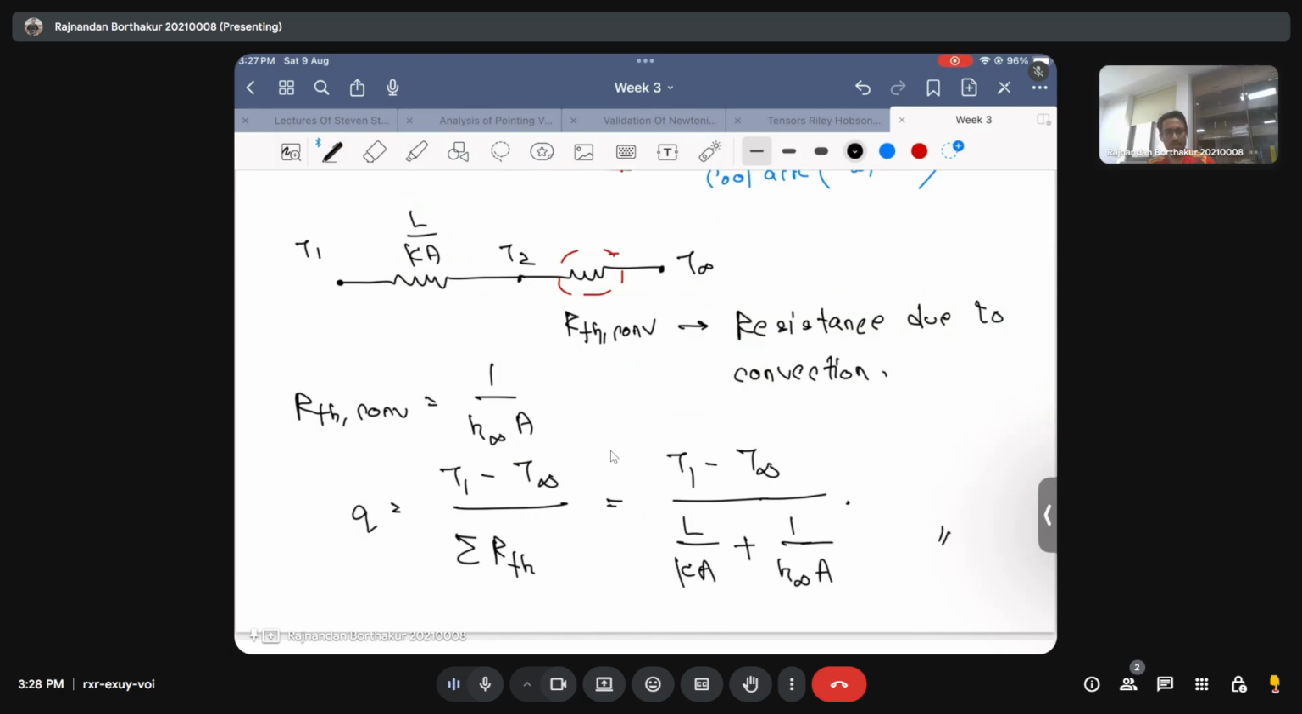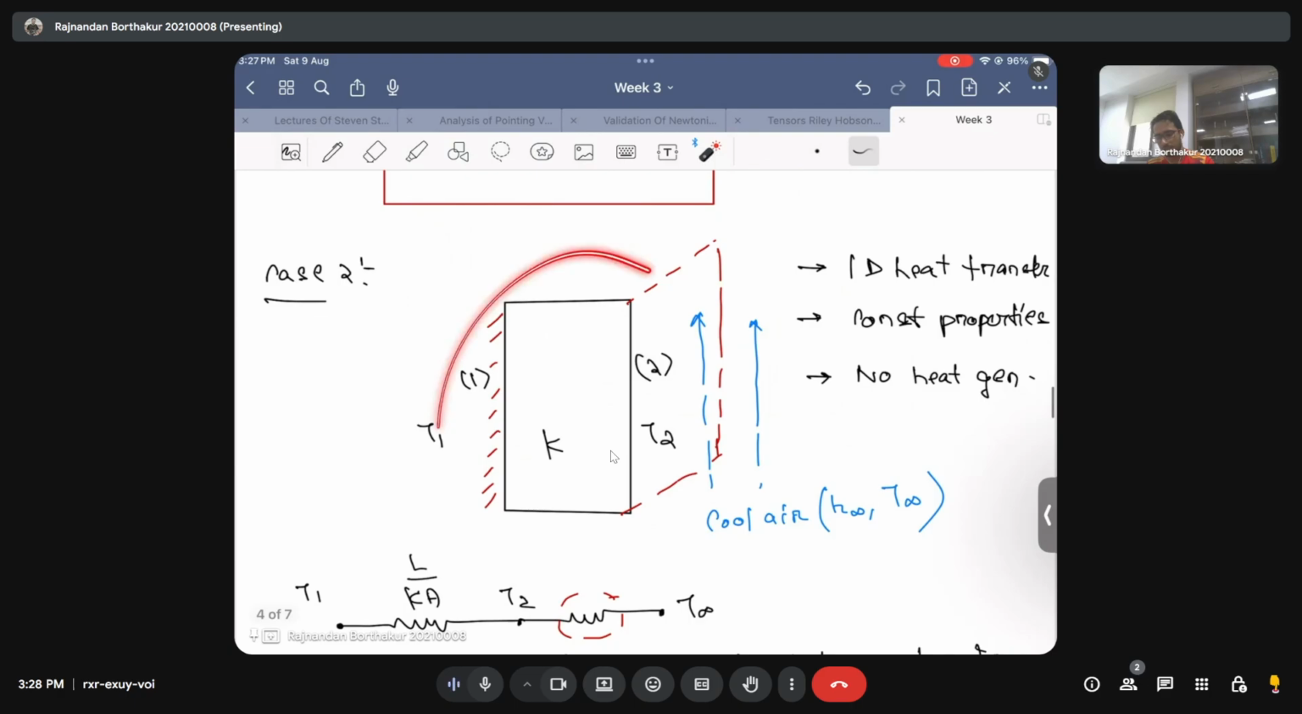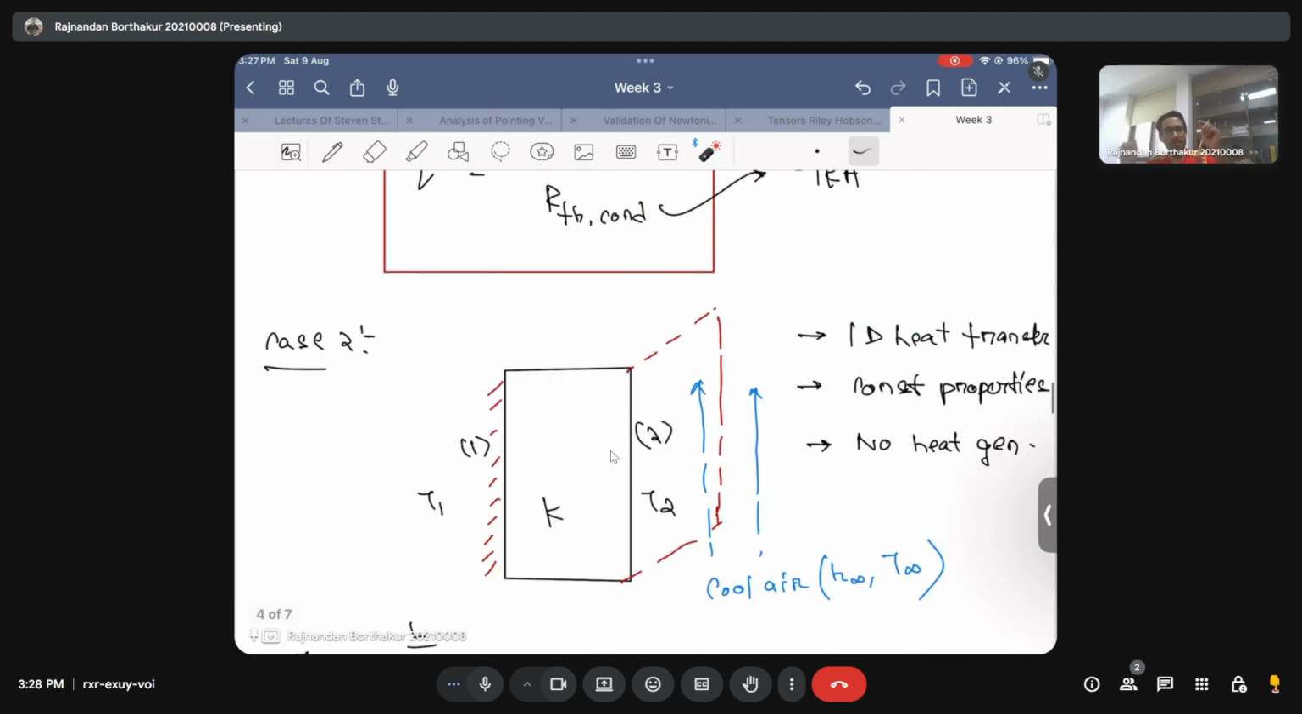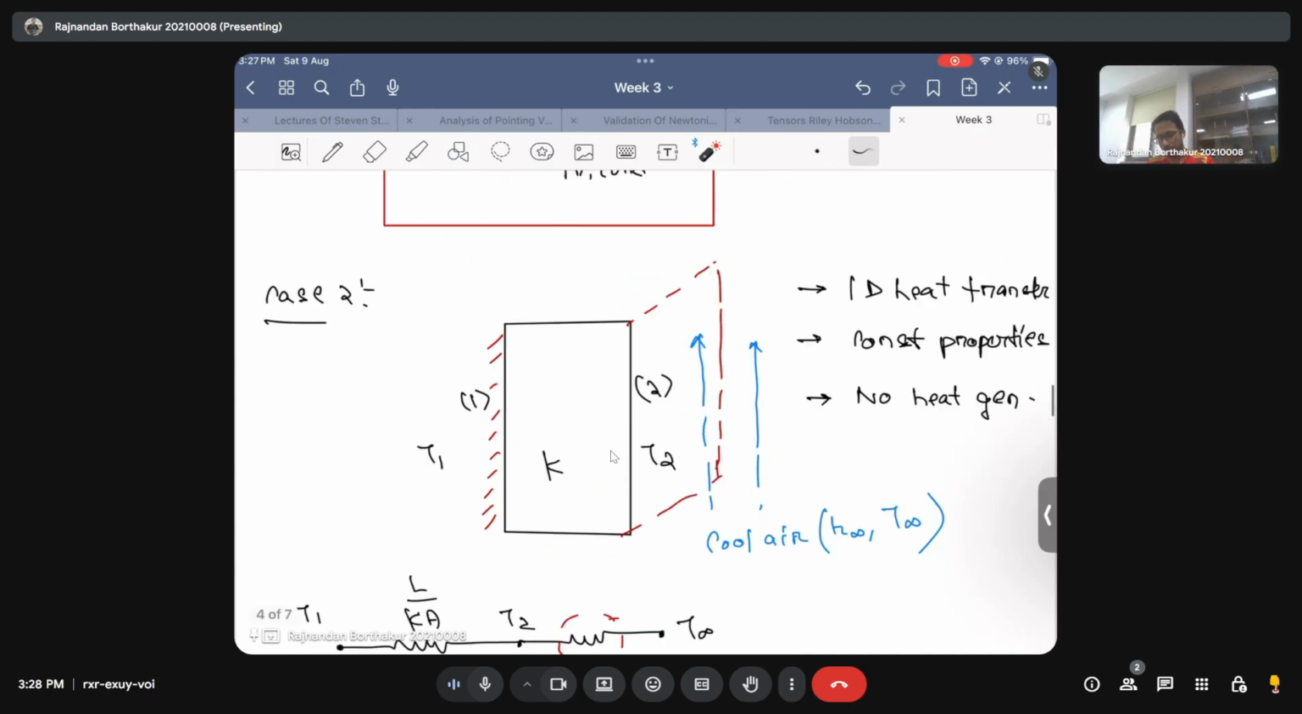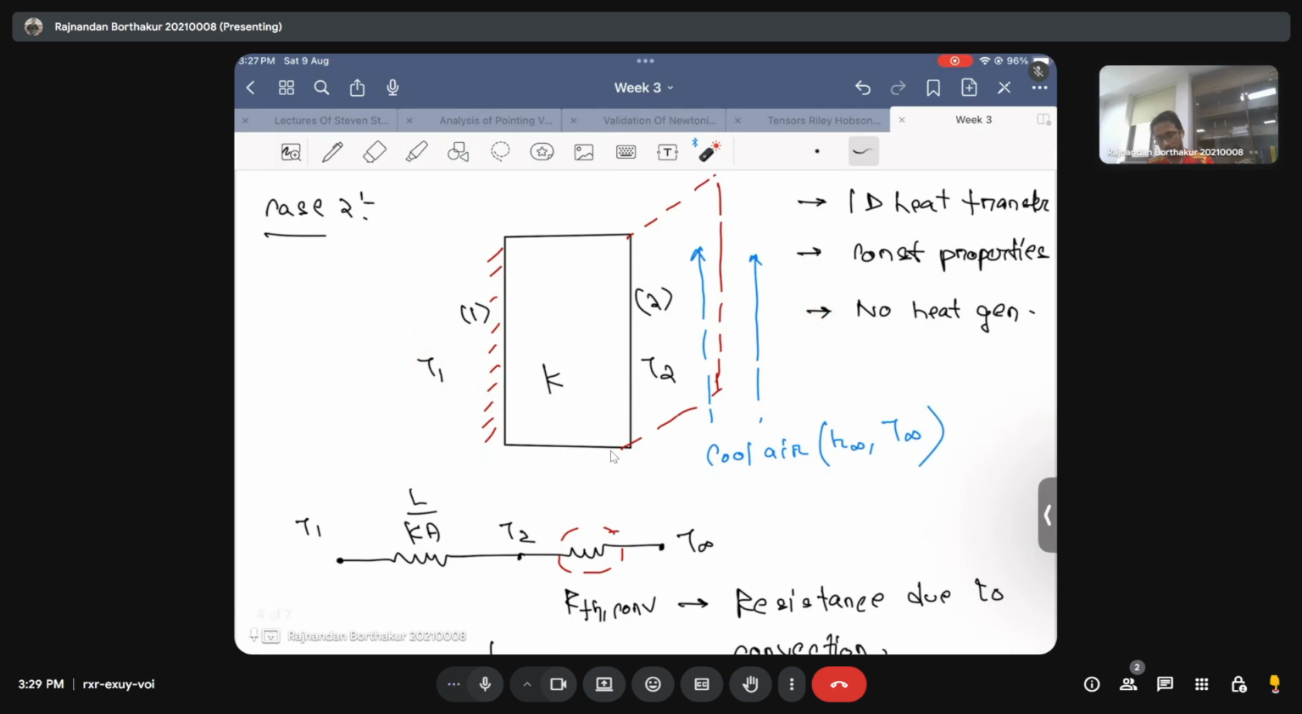So this is how we use the resistance network. The beauty of the resistance network is that if I now have a complicated scenario like this, and you ask me, given the assumptions that we considered, what is the rate of heat transfer, I will ask you two things only. One, the extreme temperatures of the nodes, which is T1 and T infinity. I don't even need to know the temperature of this face. That is a plus point of using the resistance network. I will just ask you the temperature of the right face from which you are starting the resistance network, and the temperature of the ambient air, which is at T infinity.